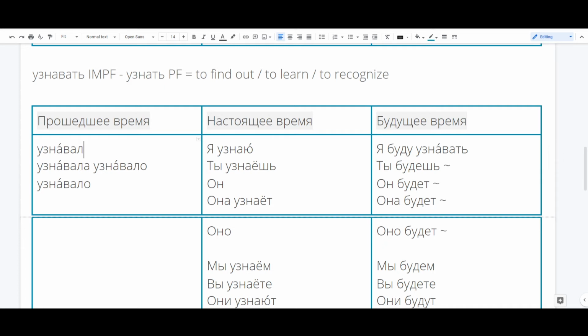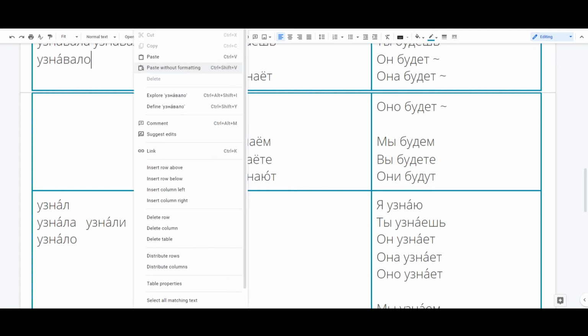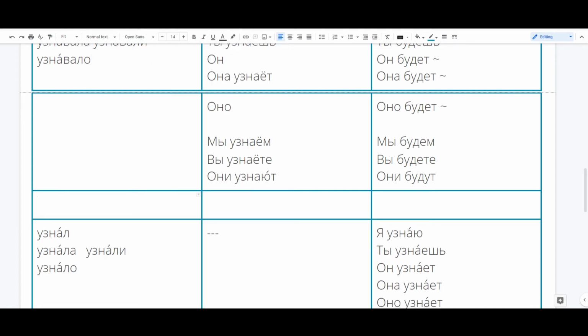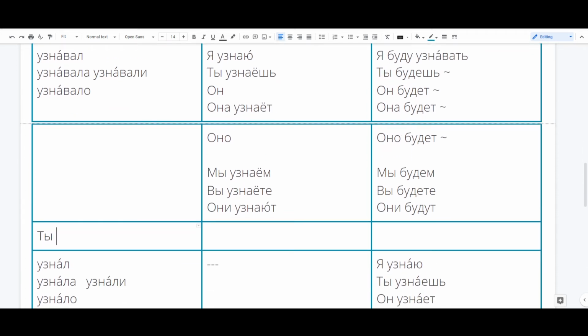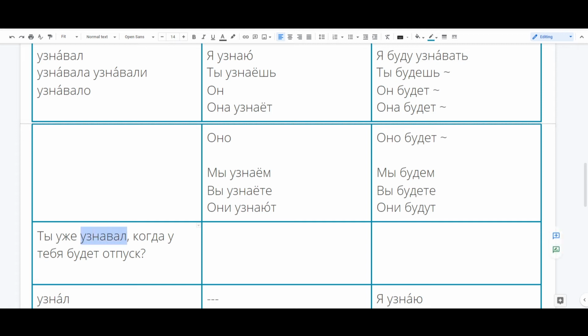Past tense, imperfective. Узнавал, узнавала, узнавала, узнавали. Plural, узнавали. Alright, let me give you an example. Ты уже узнавал, когда у тебя будет отпуск? You can translate it like, did you already try to find out when you are going to have a vacation from work? Did you do this action or not? That's the question. Did you try to find out?